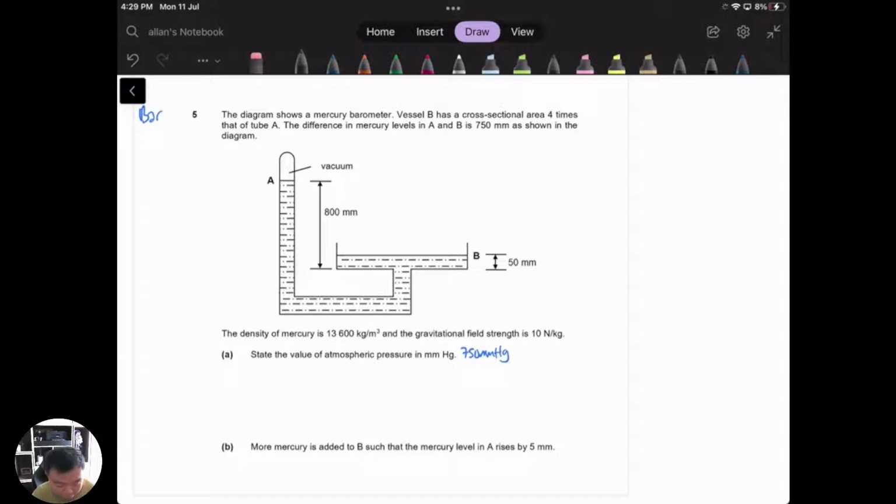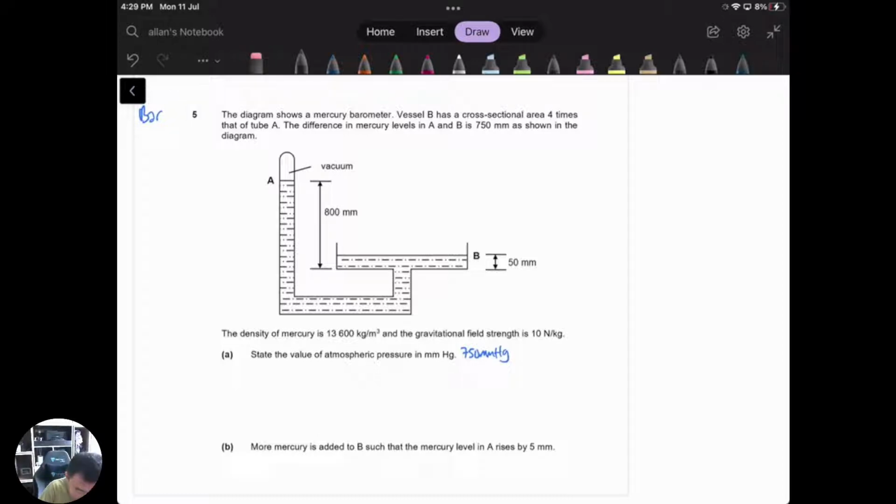Hi, this is for question 5, also on barometer. Now, the first part of the question, part A, asks you to state the value of atmospheric pressure in the units mmHg. So, this is the standard way of reading the atmospheric pressure using a barometer.